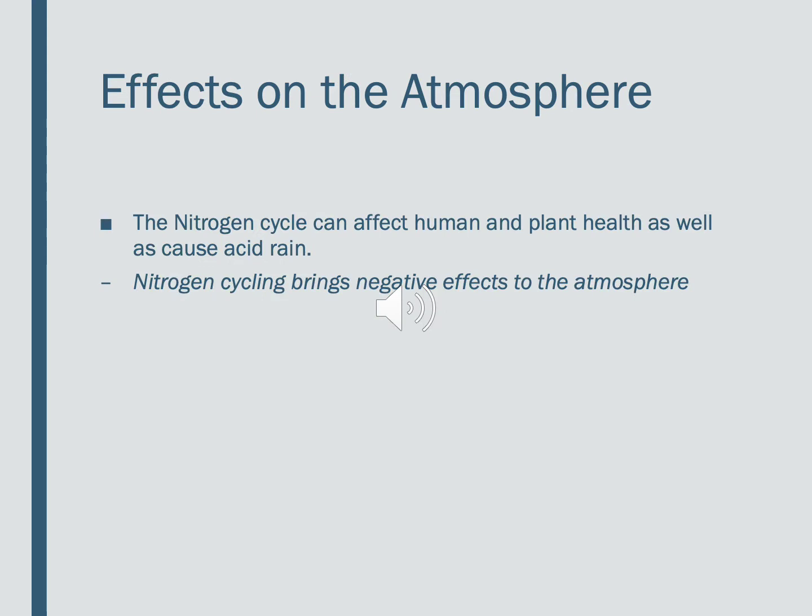The changes of the nitrogen cycle cause negative changes in the atmosphere on a global level. These changes are mostly caused by humans, both directly and indirectly. More of these nitrogen emissions in the atmosphere lead to deposition to the biosphere, like land and oceans. Some of the negative changes include affecting human and plant health as well as acid rain.